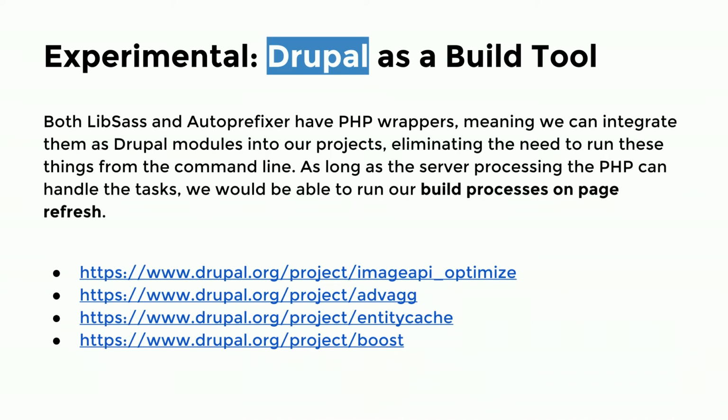Autoprefixer, Node Sass, or libsass rather, which is what Node Sass is a wrapper for, which is what Gulp Sass is a wrapper for, also has a PHP extension. So I've been building some of these modules for fun. They don't really work as well as I'd like them to yet. But you can kind of replicate some of your build process through PHP if you need to.